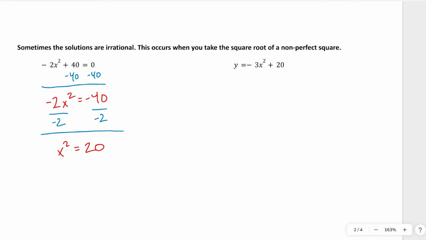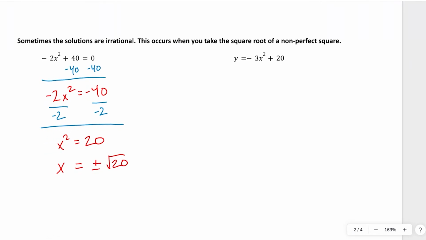So when you go to take the square root of both sides, we are going to get x equals plus or minus the square root of 20, but you can just leave it like that. There's your answer, the square root of 20.